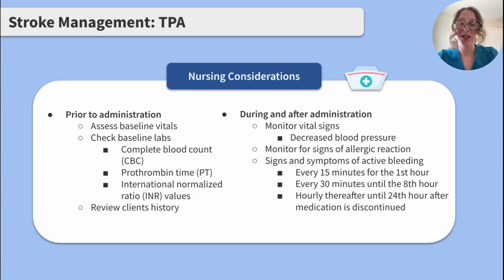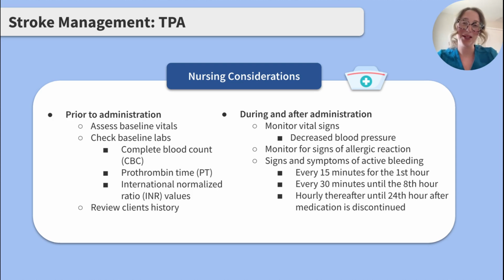During and after administration, you'll want to monitor vital signs, especially for signs of internal bleeding, like a rapidly decreasing blood pressure. During administration, you'll want to look for signs of an allergic reaction. Then following administration, you'll look for signs of active bleeding every 15 minutes for the first hour, every 30 minutes until the 8th hour, and then hourly thereafter for 24 hours after discontinuation.